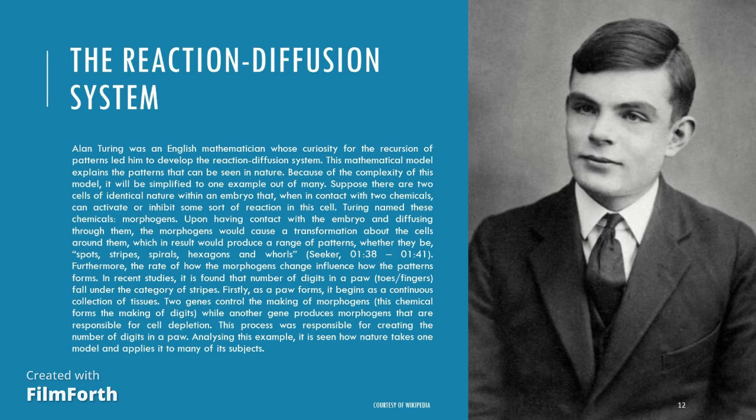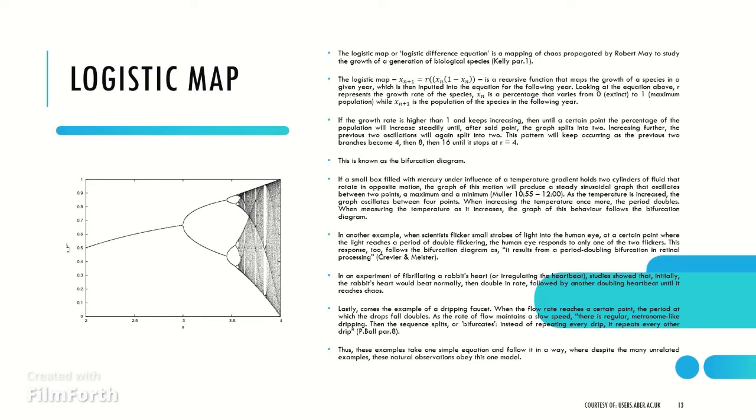The logistic map is a mapping of chaos popularized by Robert May to study the growth of a generation of biological species. This map is a recursive function that maps the growth of a species in a given year, which is then inputted into the equation for the following year. If the growth rate is higher than 1 and keeps increasing, then until a certain point the population will increase steadily, after which the graph splits into two. Increasing further, the previous two oscillations will again split into two. This pattern will keep occurring as the previous two branches become 4, then 8, then 16, until it stops at r equals 4. This is known as the bifurcation diagram.